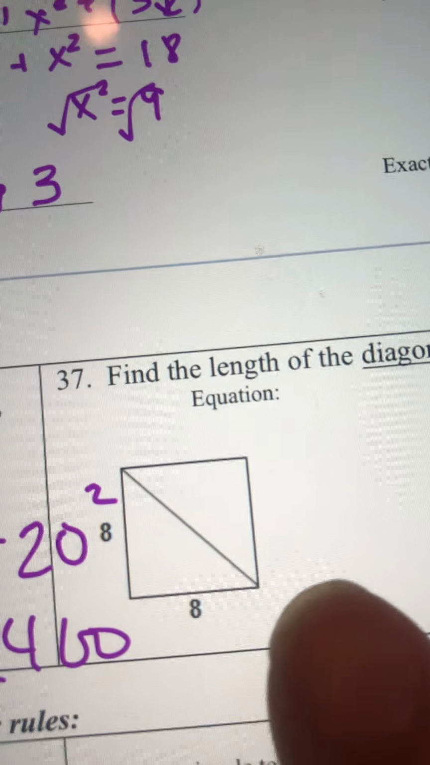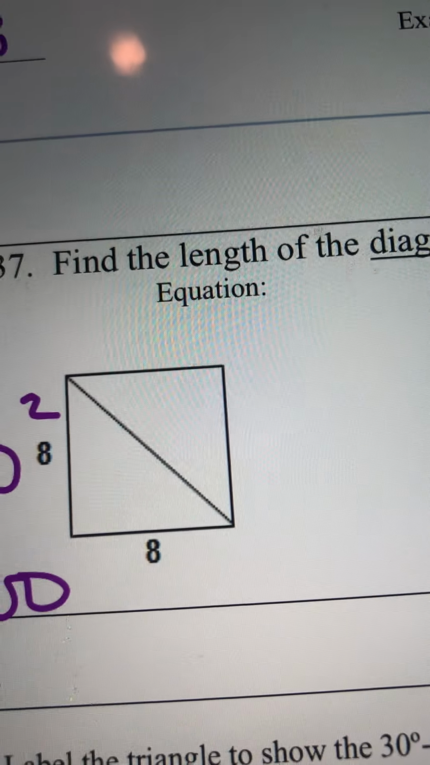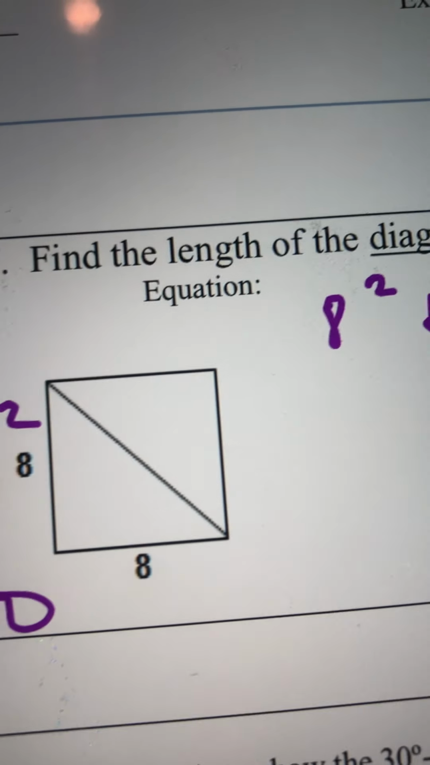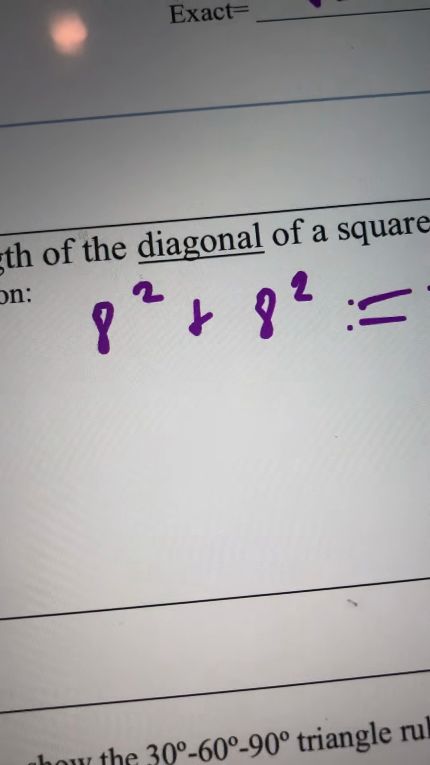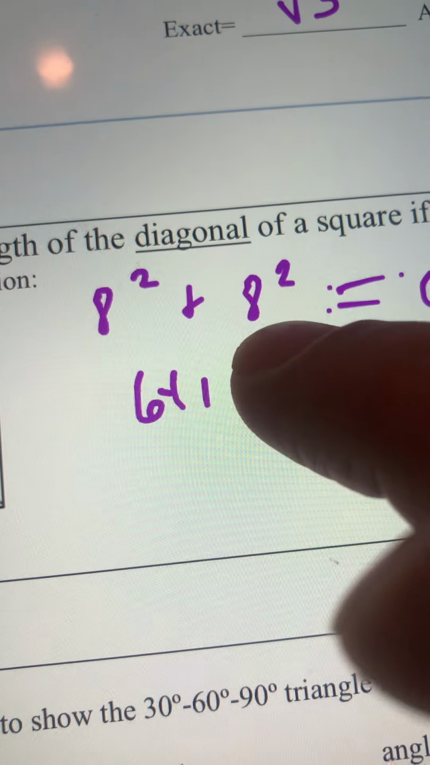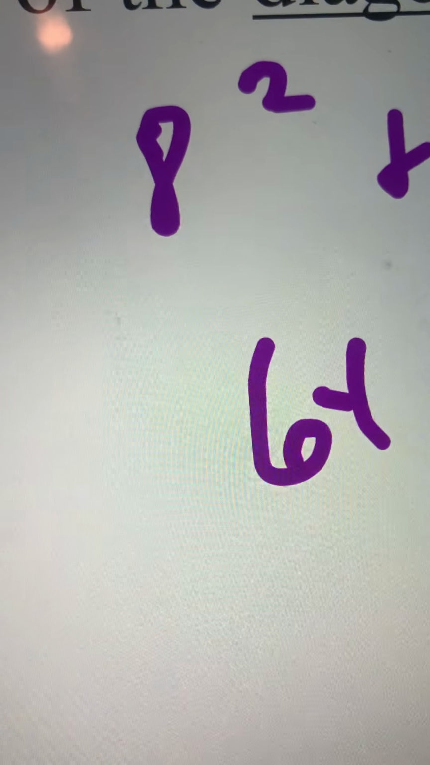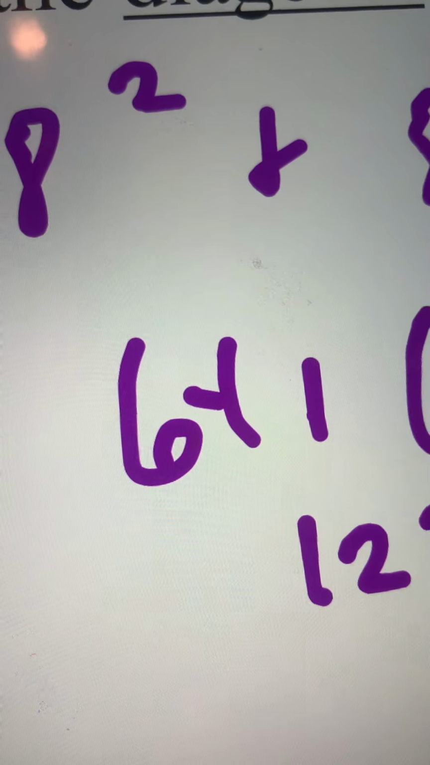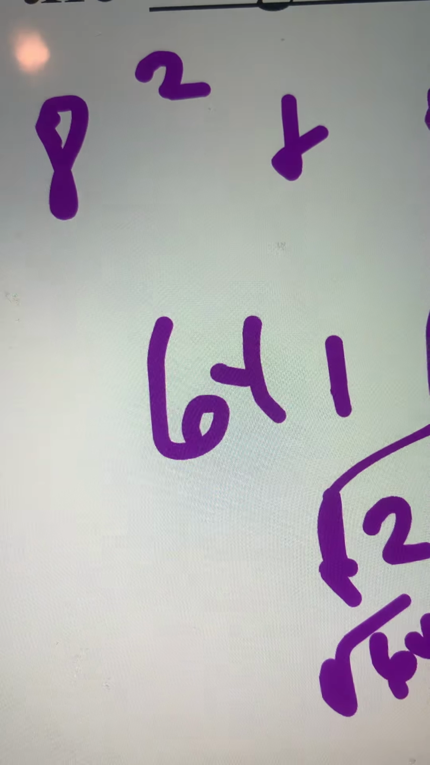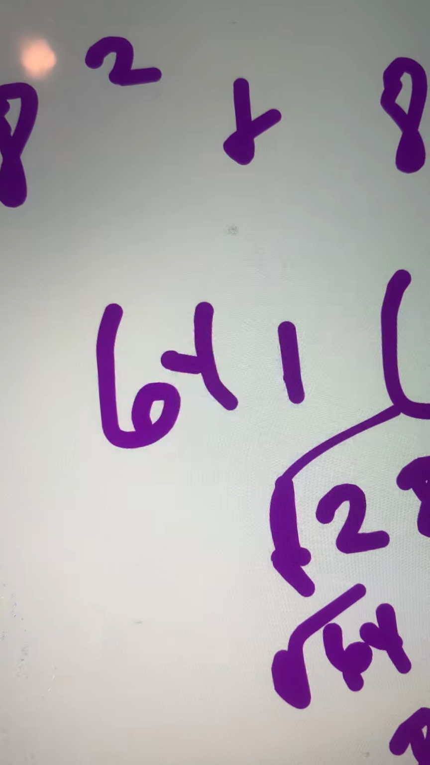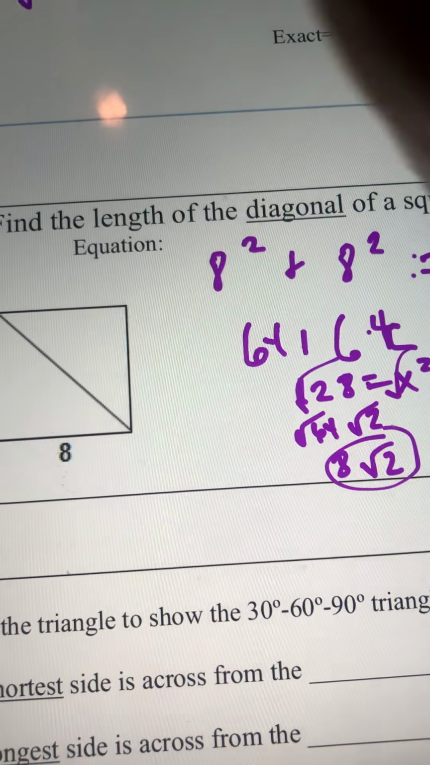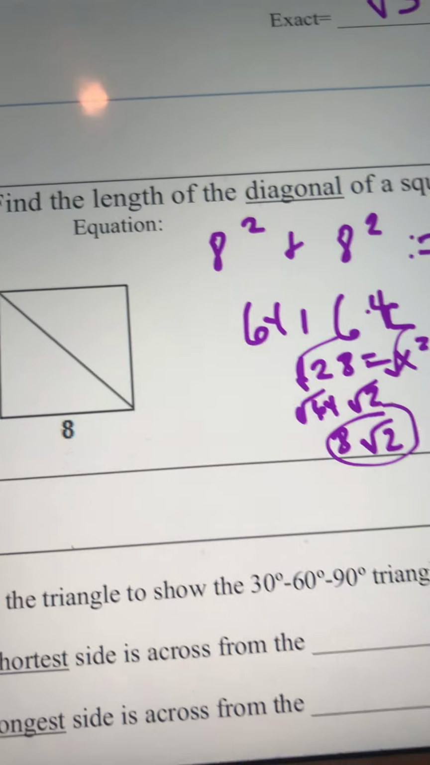Now in this one, I'm going to show the work, but I might recognize that as 45, 45, 90, right? Because you see the two 8s, but it's good to show the work because it's showing why it's 8 root 2. 8 squared is 64 plus 64, I've got to zoom in more, is 128 equals x squared. So if I square root 128, square root of 64, square root of 2, or 8 root 2. So just like we thought from the pattern, x root 2, it does turn out to be 8 root 2.